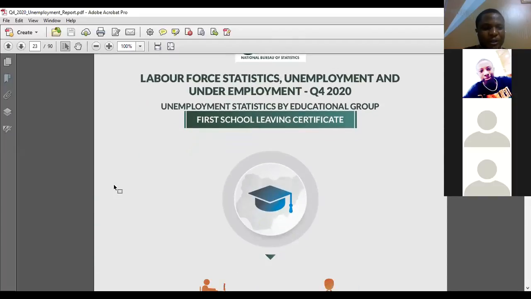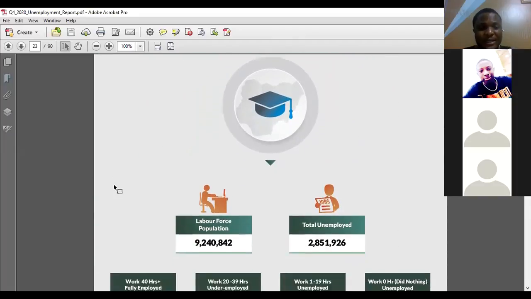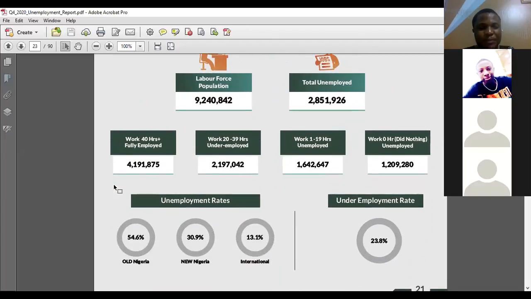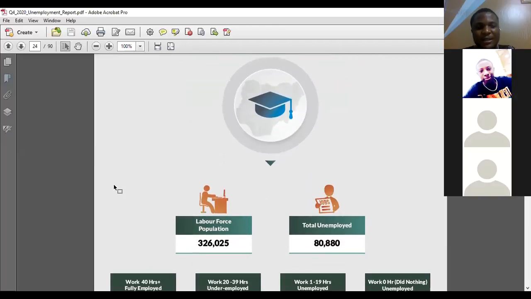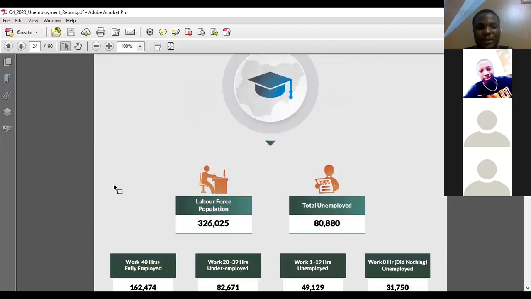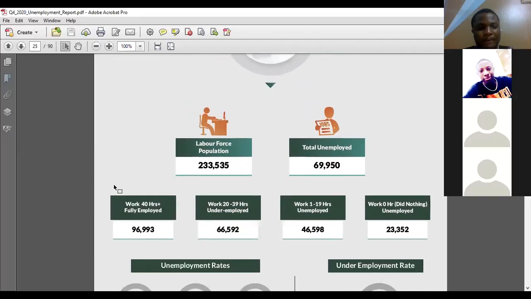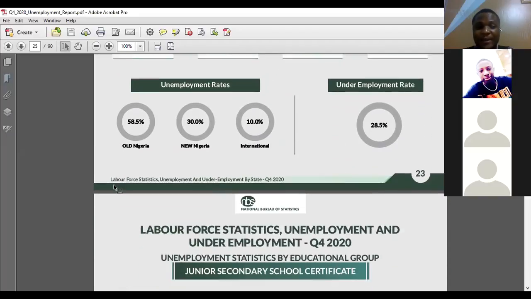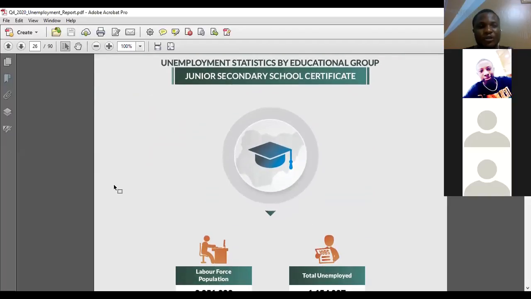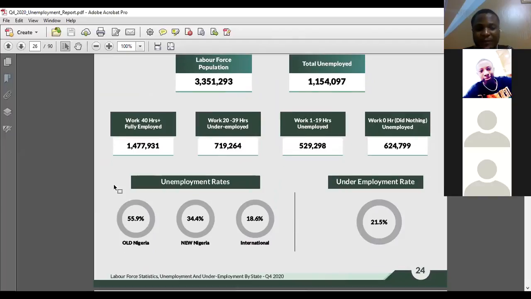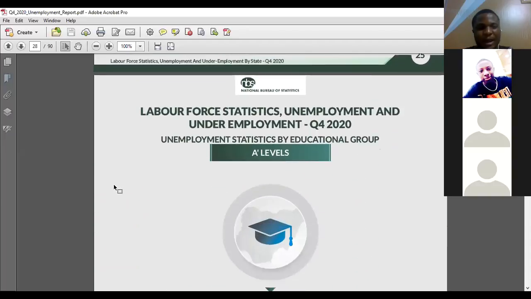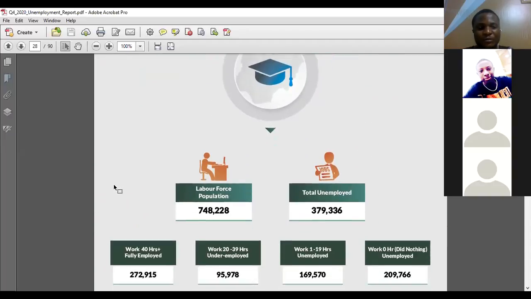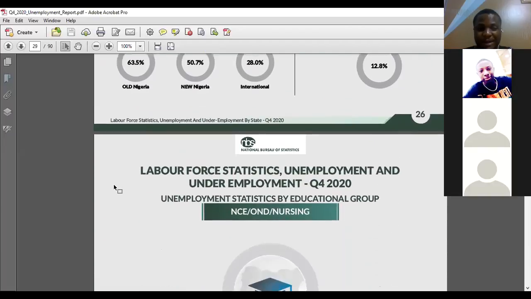So we have other information according to education. For the first school leaving certificate, 30.9% of them are unemployed. Those that have OND, HND, and all of that, 24.8. Then those that have vocational or handiwork, okay, the unemployment there is 30%, very high. Then those that have junior secondary school certificate, 34%, very high. Those that have senior school certificate, 37%, very high. Those that have A levels, okay, 50%, you can imagine, very high.